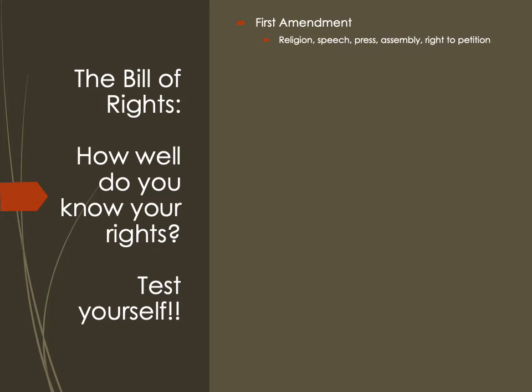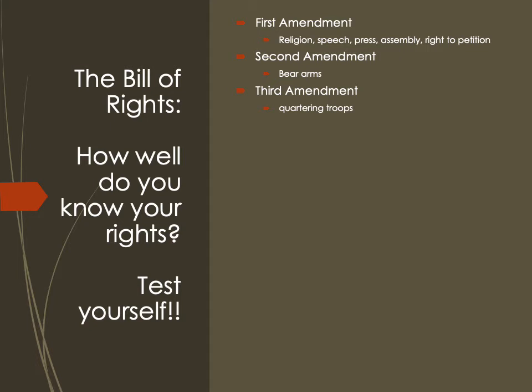Okay, so how did you do? Well, there are 5 liberties that are included in the First Amendment: religion, speech, press, assembly, and the right to petition. And we're going to be spending a lot of time in class on the First Amendment. Second Amendment, the right to bear arms. We'll be spending some time on that.